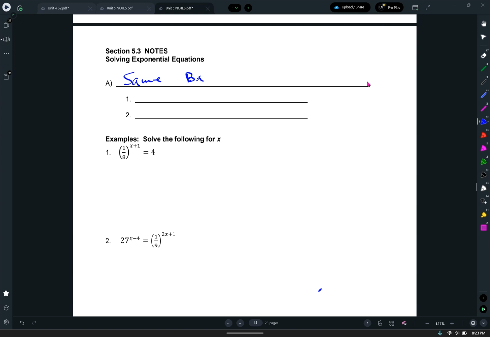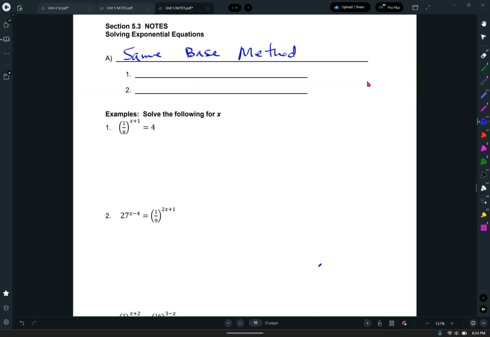Same base method, okay? So for the same base method, you look at the base on each side of the equation and you look to see if you can change them into the same base. Okay, here's what I mean by that.